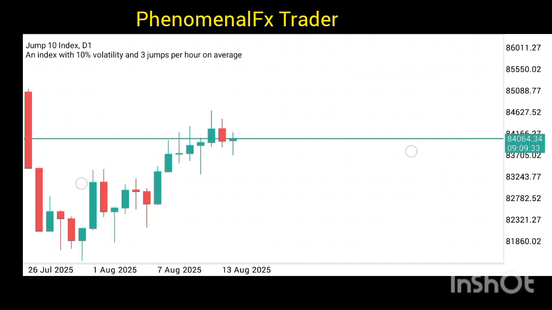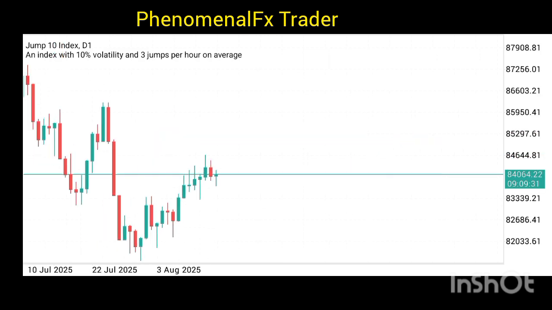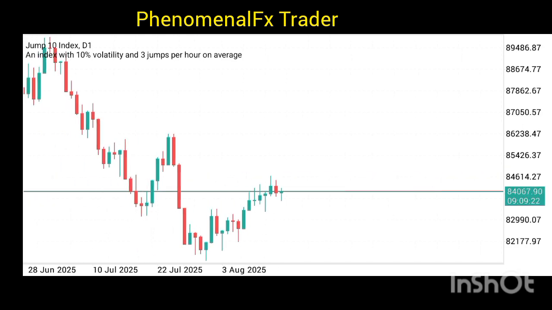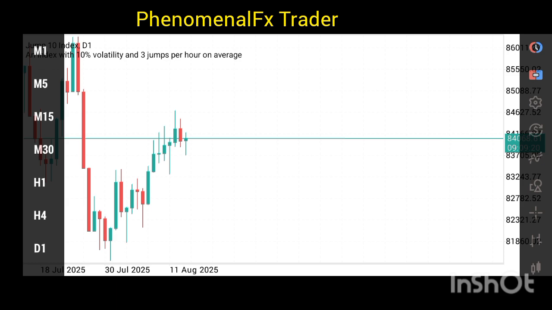If we go to a lower time frame, and that zone is broken and the market closes below it, then there's a very high chance we're going to see some massive sales. All right, so let's go down to the 4 hourly time frame.